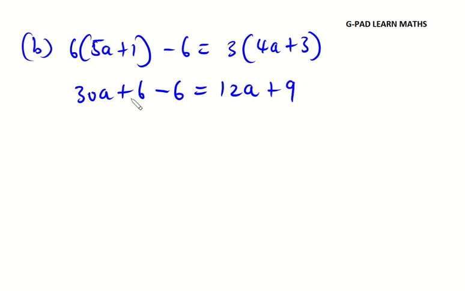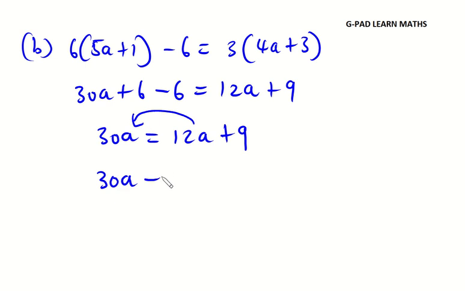But before I do that, this is 6 minus 6. Let's just clear that off first. 6 minus 6 is 0. Take it out of the way. This is 12a plus 9. Now move the terms with the letters to the left-hand side. This will give you 30a. If you move 12a to the left-hand side, you will have minus 12a. And this is equal to 9. You see what I did? I changed the sign when I moved the term to the left-hand side.